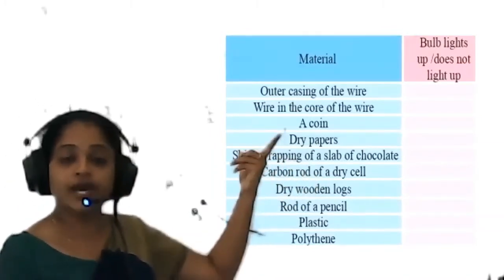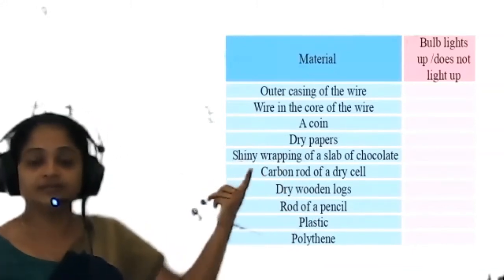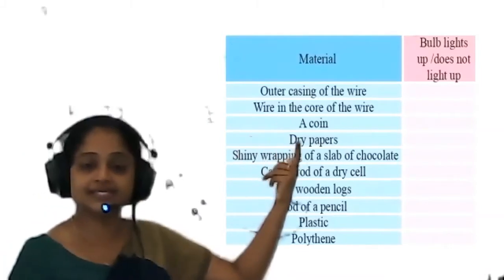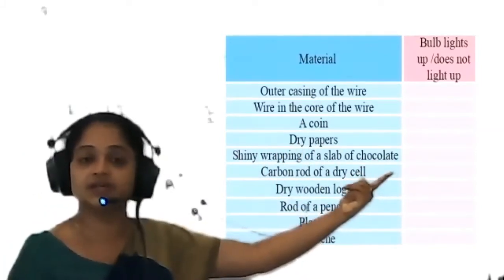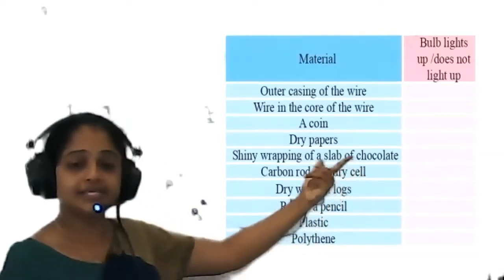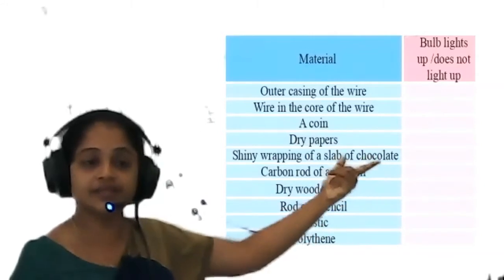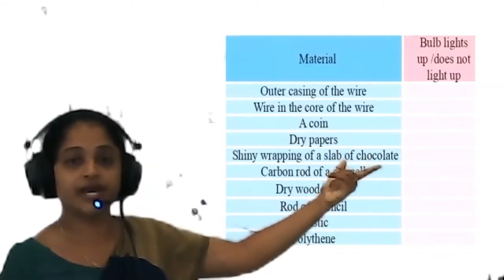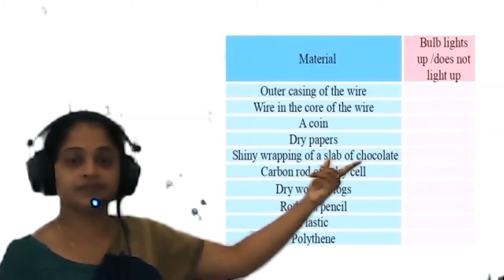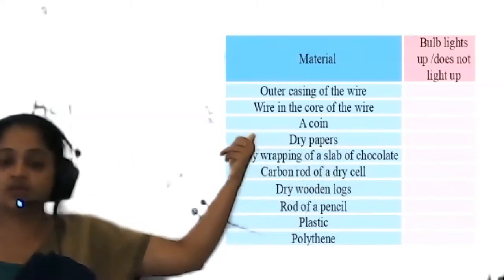First of all, you have to draw this table. Hurry up, quickly draw this table. There are two columns: materials, and bulb lights up or does not light up. I will explain later. We have to tabulate our observations. Okay. Let's go to the first one.